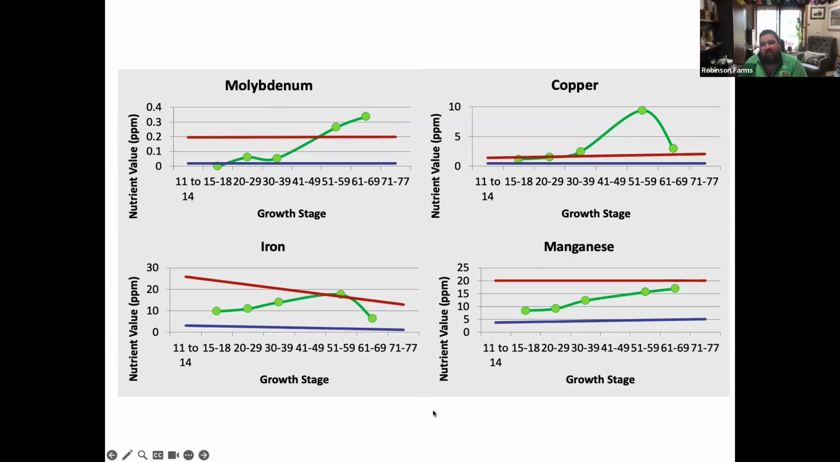So what we're trying to understand here is, hopefully over the next 3 to 4 years, we can build this data to understand and preemptively work out what nutrition we're going to need throughout the season.